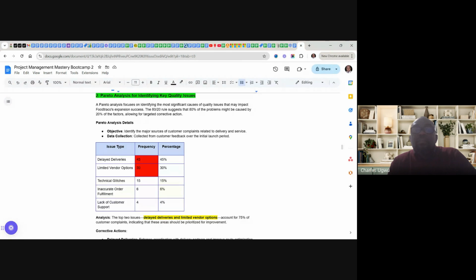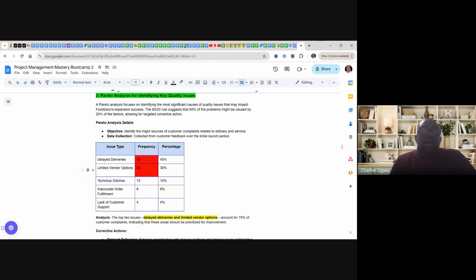Collect from feedback. Looking at this table here, this is the type of issues, and this is the frequency, and let's say this is the percentage. The issue here is delayed deliveries. You see here the source of customer complaint: customers are complaining of delayed delivery. And frequency is how many times customers have complained: 45 times. Let's say it's 45%.